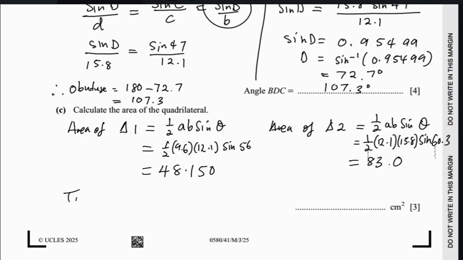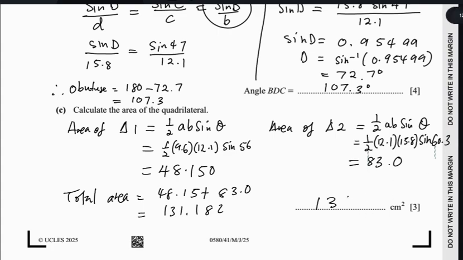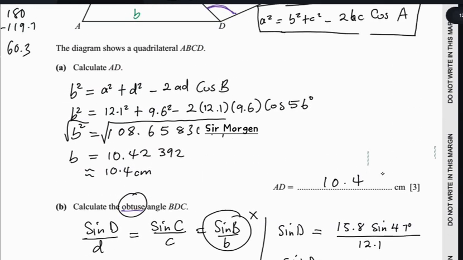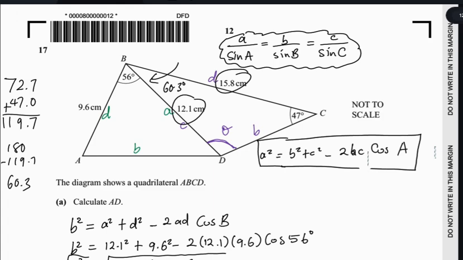So now the total area equals 48.15 plus 83.0 plus 48.15. So we get 131 square centimeters, because this is 131.18, which to 3 significant figures is just 131. That's what you're supposed to do on this one. I hope we learned something here. Quite a long question with a lot of reasoning. Alright, see you next time.